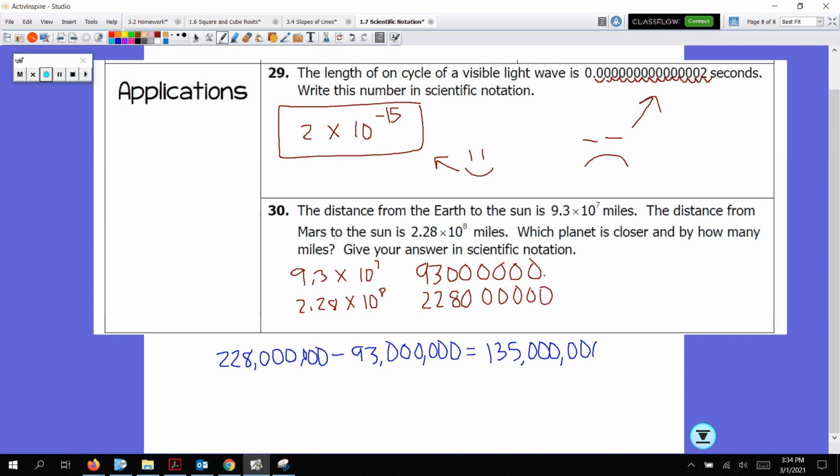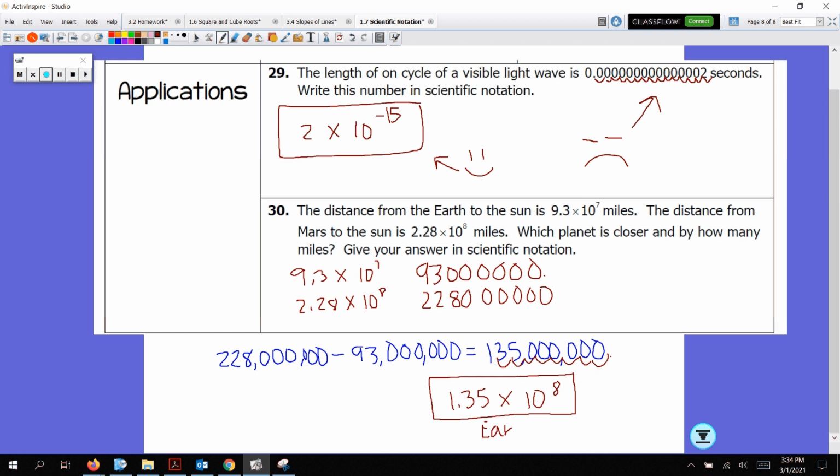Let's rewrite this number in scientific notation. We know the decimal lives at the end. 1, 2, 3, 4, 5, 6, 7, 8. So I get 1.35 times 10 to the 8. That is how much closer Earth is than Mars to the Sun. I thought Mars was closer, but I guess not. I guess it's just a red planet, not because it's hot. It's just cool. It's just red. All right, and this is Earth is closer.